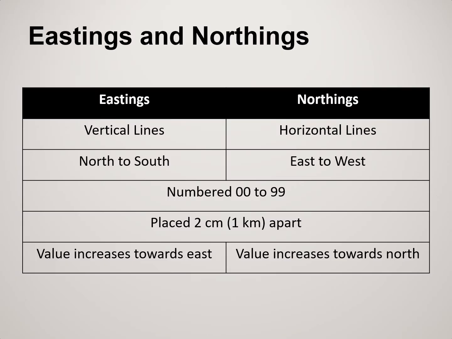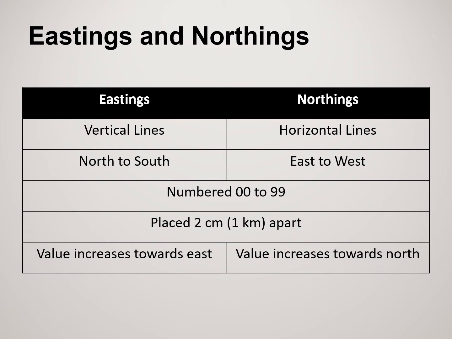We go in for what is called finding out the eastings and northings. So before we look at eastings and northings on the map, let us look at them in terms of definitions, or how the terms can be defined. Eastings are vertical lines very similar to your longitudinal lines, and northings are horizontal lines very similar to your latitudinal lines. Eastings run north to south, northings run east to west. They both are numbered from 00 to 99, and they are placed 1 kilometer apart.